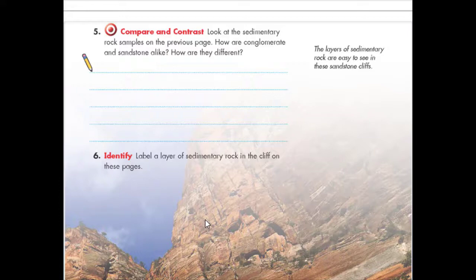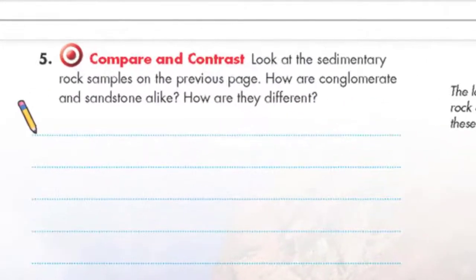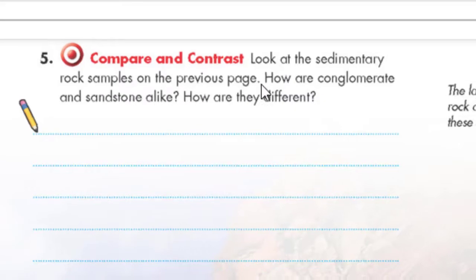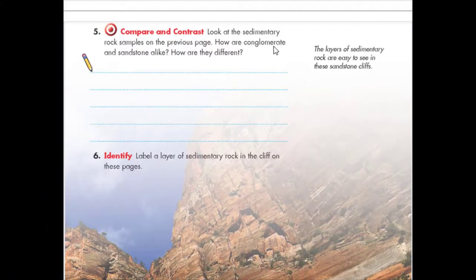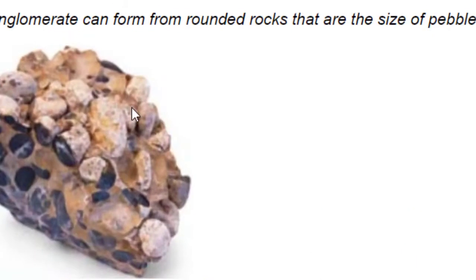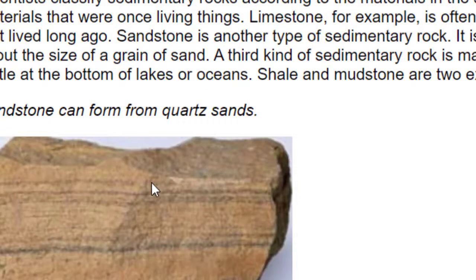Now, let's answer question number 5. Compare and contrast. Look at the sedimentary rock symbols on the previous page. How are conglomerate and sandstone alike? Observe, guys, conglomerate. Conglomerate can form from round rocks that are the size of pebbles or larger. Down here, the second kind, sandstone. We said sandstone can form from quartz sands.